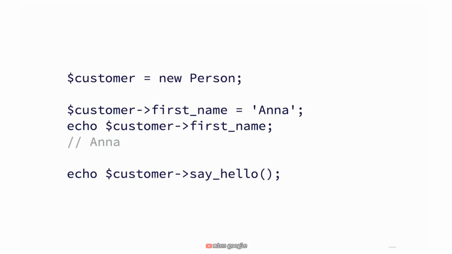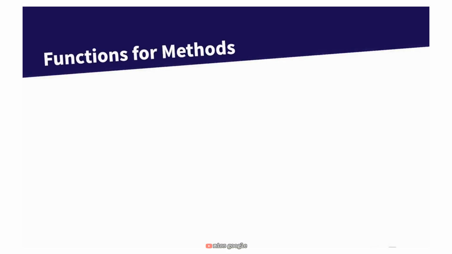The parentheses are required, even if there's no arguments. If we see the arrow notation, and we see something followed by the parentheses, then we know it's a call to a method. If there are no parentheses, then we know it's a call to a property. It's very important. And of course, customer say hello would return back the value hello world, and then we would echo that back.